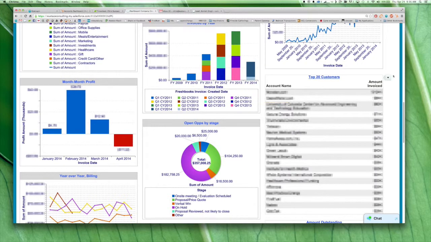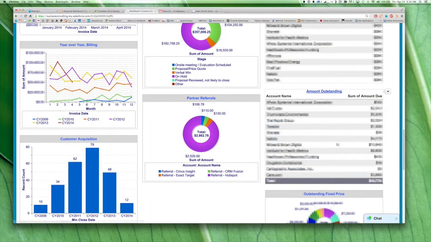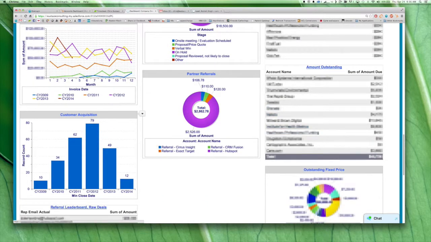We also break out our top 20 customers all time. Again, this is all data just coming in automatically from FreshBooks. These dashboards refresh every single day around 8 o'clock in the morning, and we have all that data. So our top 20 customers, all of our outstanding invoices that are sitting out there waiting to be paid, our customer acquisition. This is a very interesting statistic.